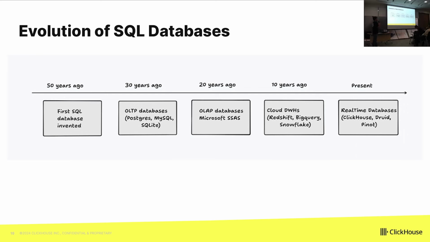But over time, users want to process a large amount of data faster, because the cost is directly proportional to how long your code is running. So now there is a growing trend of real-time databases like ClickHouse, Apache Druid, Apache Pinot, and there are so many new databases which come nowadays in this space.